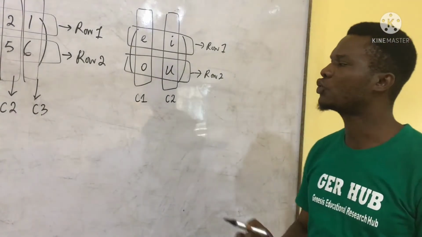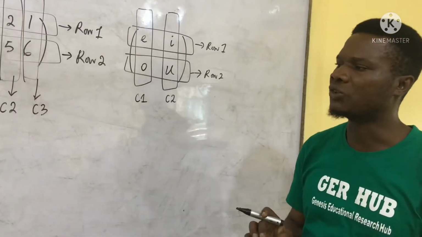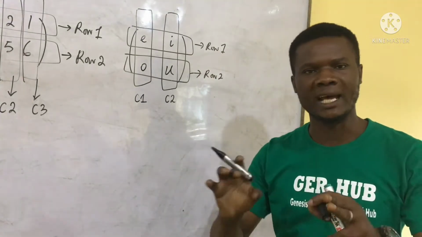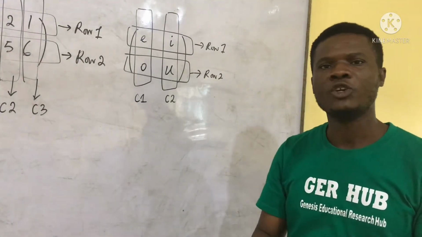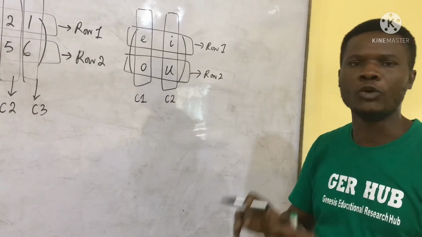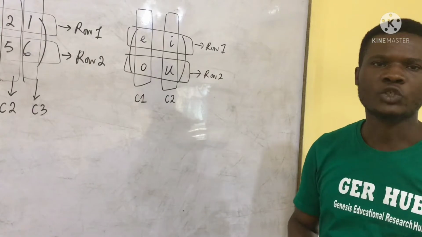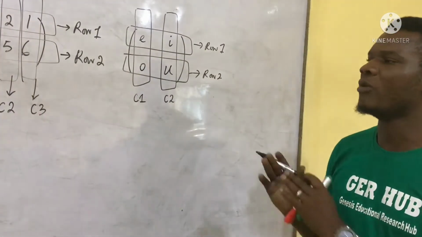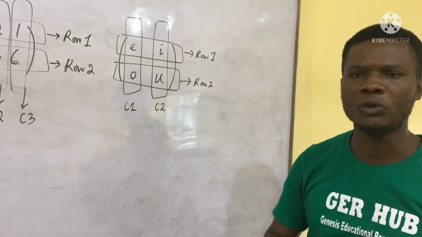So I want you to remember that matrices contain rows and columns. By the definition, it is an array of elements, usually numbers, contained in rows and columns enclosed in a bracket. So that explains the definition of a matrix. Now before moving on, let's look at several examples of matrices.